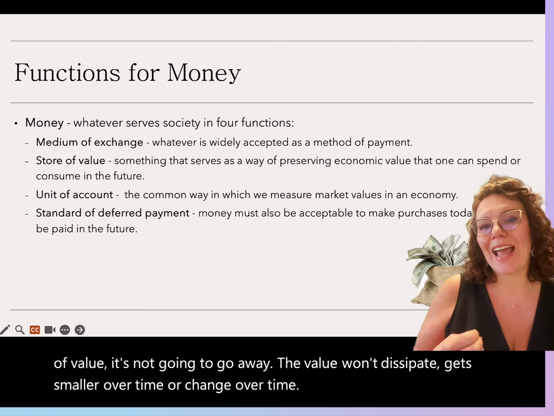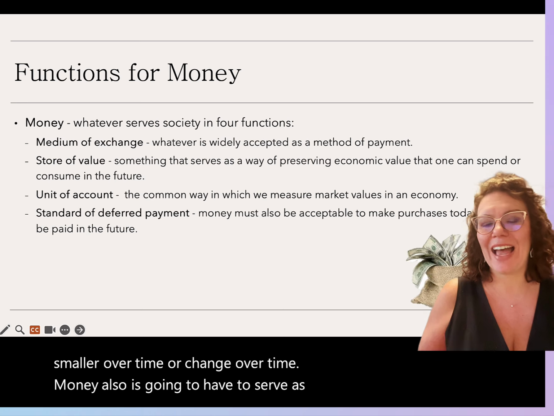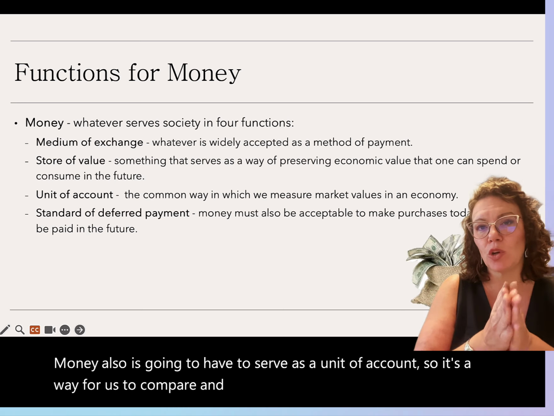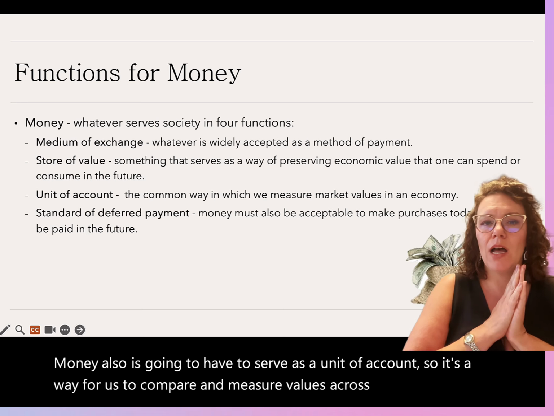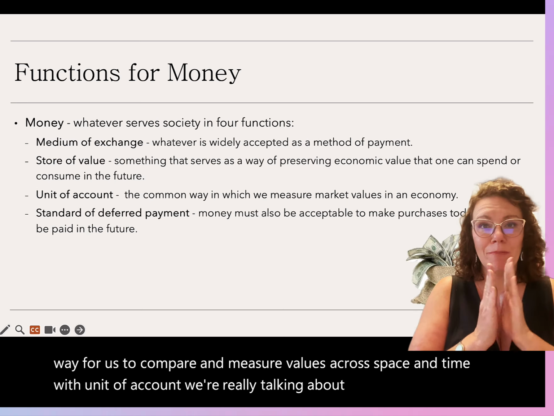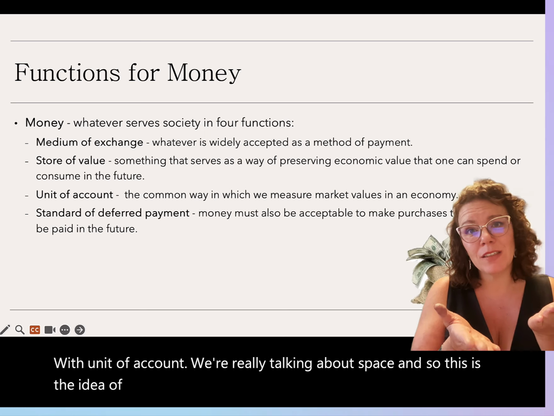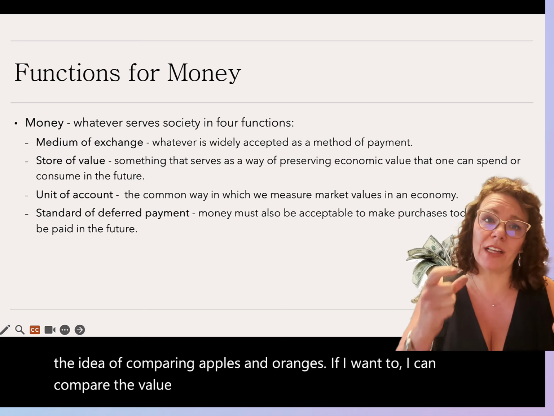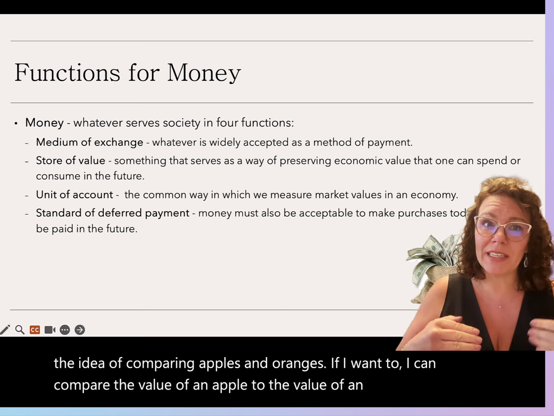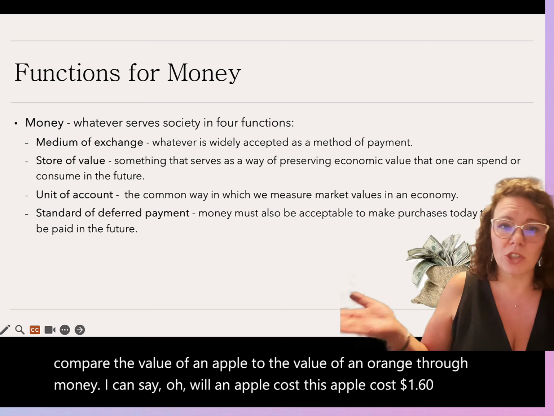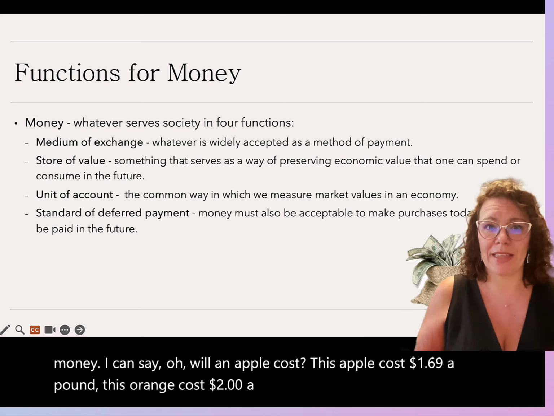Money also has to serve as a unit of account. So it's a way for us to compare and measure values across space and time. With unit of account, we're really talking about space. This is the idea of comparing apples and oranges. I can compare the value of an apple to the value of an orange through money. I can say, well, this apple cost $1.69 a pound, this orange cost $2 a pound. I can make that comparison.